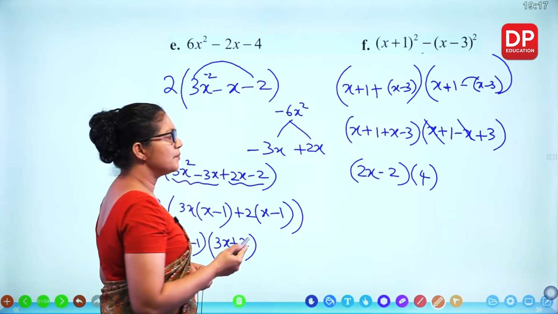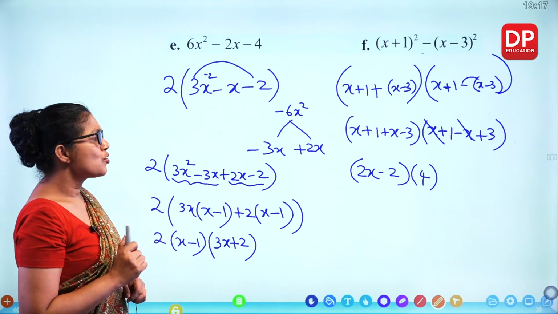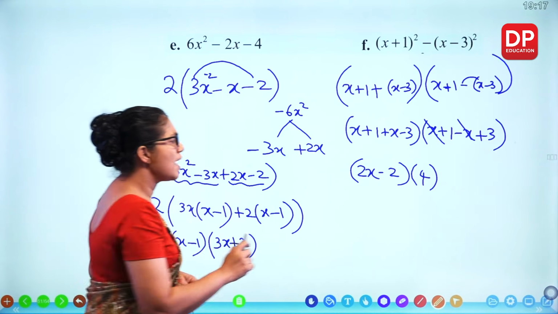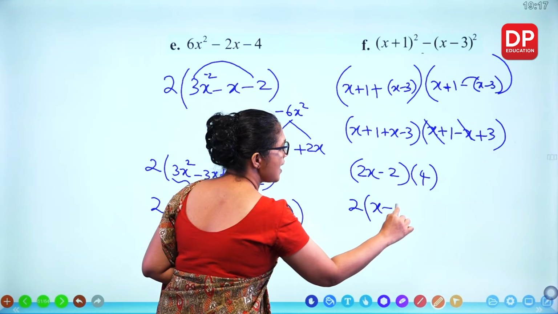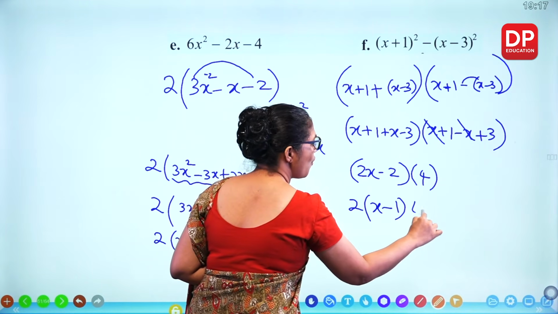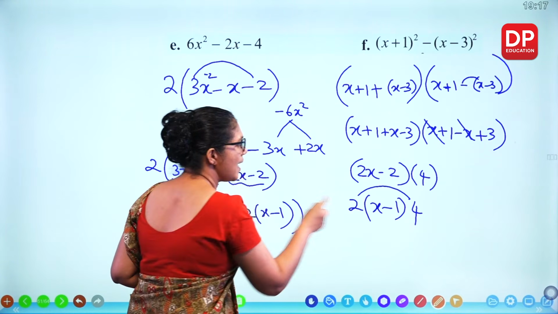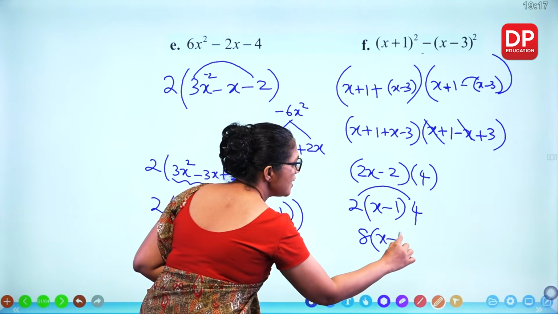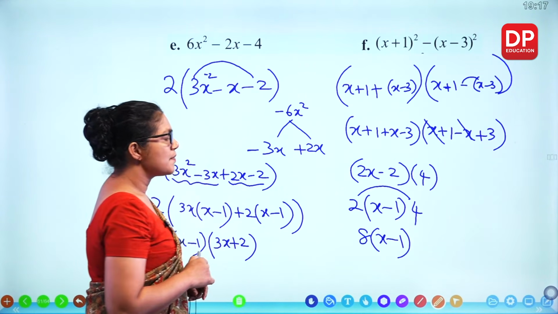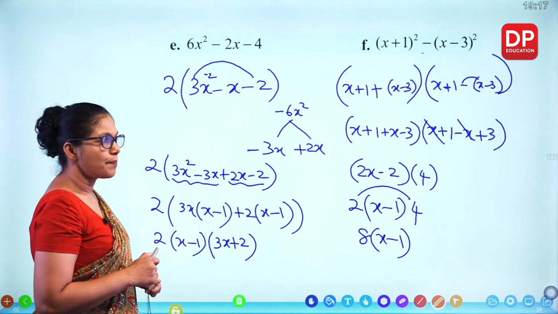Now look at this one. You can see 2 is common. So you have to take the common factors out. So I'll take 2 out and write x minus 1. And there's 4 also. So you can multiply 2 and 4 and write 8. So the final answer is 8 times x minus 1.